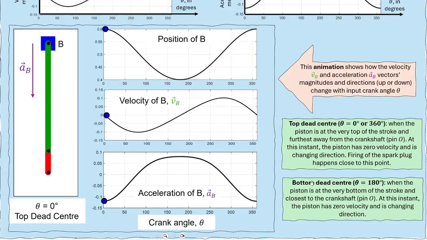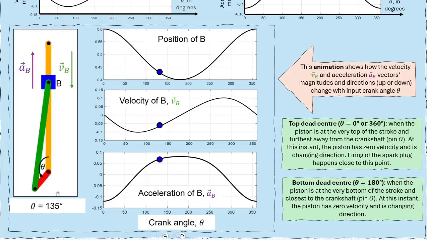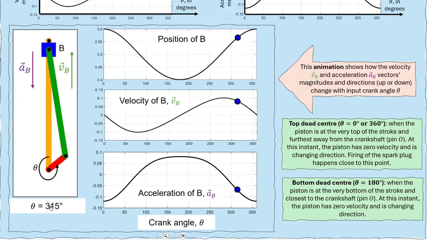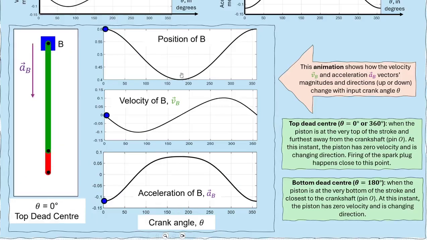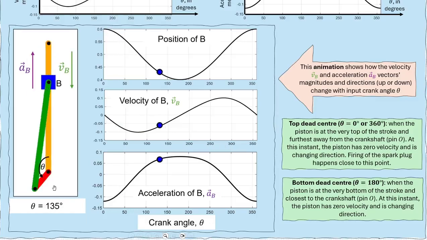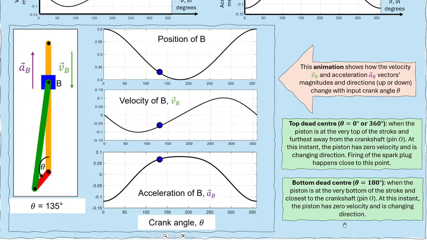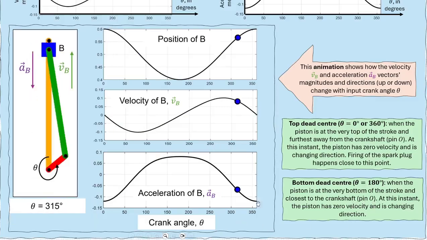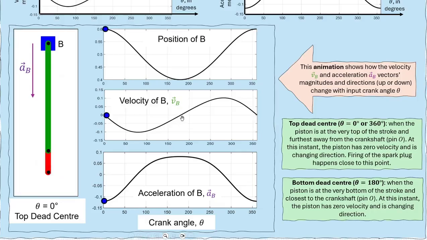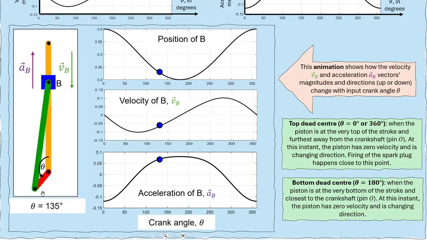The other point that we want to look at is the bottom dead center, which occurs at theta equals 180 degrees, shown over here in the middle of these graphs. This occurs when the piston is at the very bottom of its stroke, shown here, and closest to the crankshaft or pin O. At this instant, the piston has a 0 velocity as shown over here and is busy changing its direction to go back up.